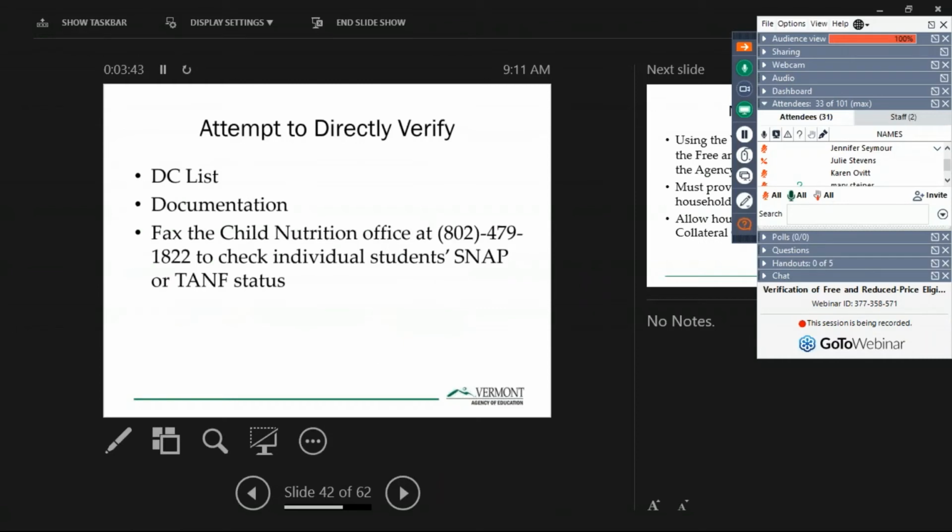You should also make an attempt to directly verify your applications. You can check whether any of the students on the applications you selected for your sample size are on your DC list, or you can fax our child nutrition office to have us check for you to see if they're on there, because then you're done with your verification of that application. So it makes it easy.